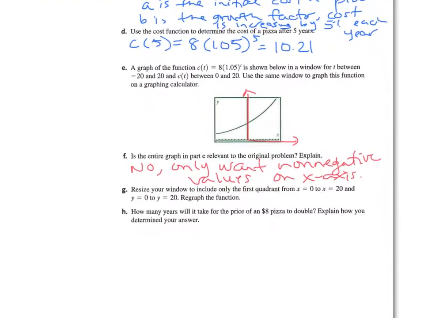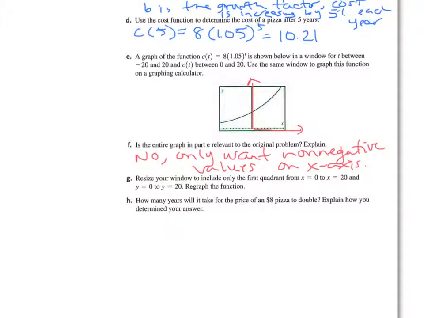So we were resizing it. Okay, so instead of going from negative 20 to 20, we're going 0 to 20. So if we change our windows, we get a much nicer graph. I'm just going to sketch it over here on the side. We get a graph more like this. So our initial cost was 8, and then it's growing over time. So this would be t for years, and this would be cost.